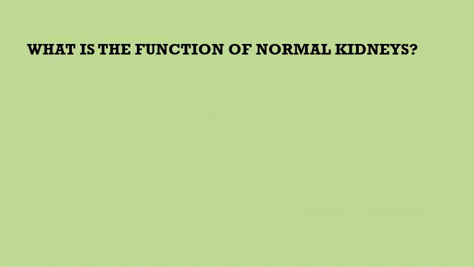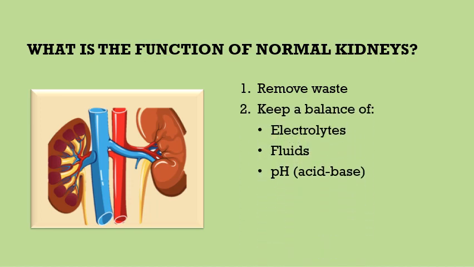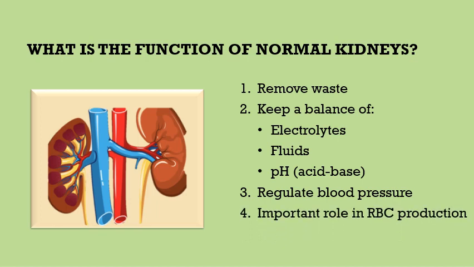So, what does the normal kidney do? As you know, kidneys are a pair of bean-shaped organs located in the upper abdomen. Their main function is to remove waste, but they also are important in the balance of electrolytes, fluids, and acid base. In addition, they are also important in regulation of our blood pressure and in production of red blood cells.